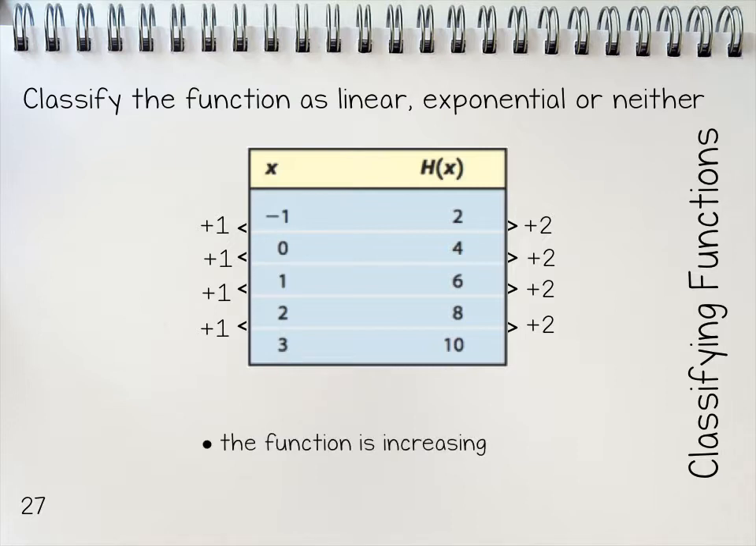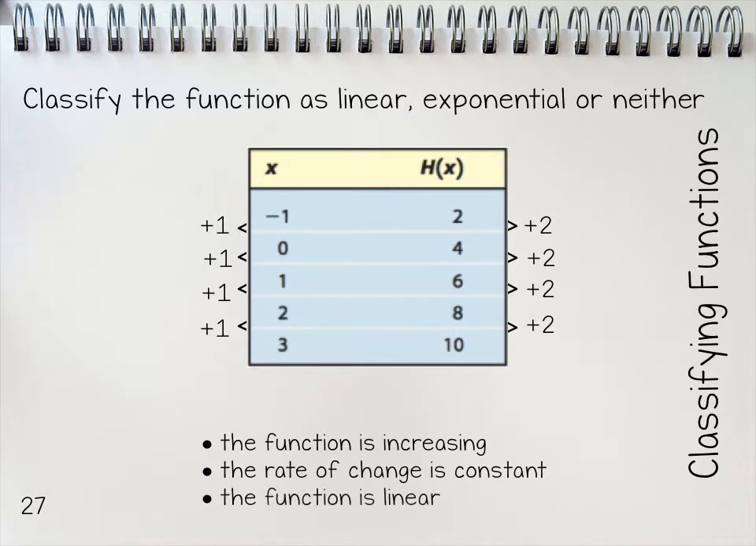So this function is increasing. The rate of change is constant, namely 2 over 1. This function is linear. We'll look at another example.